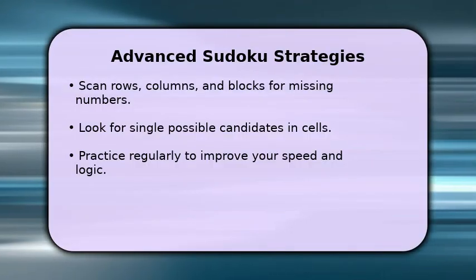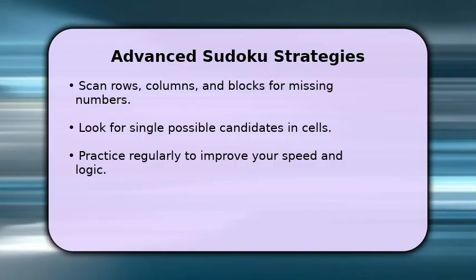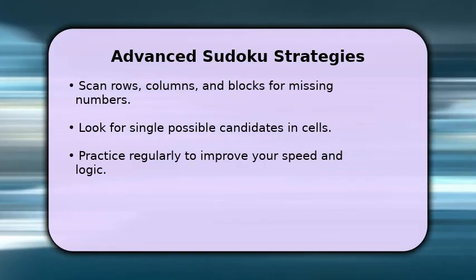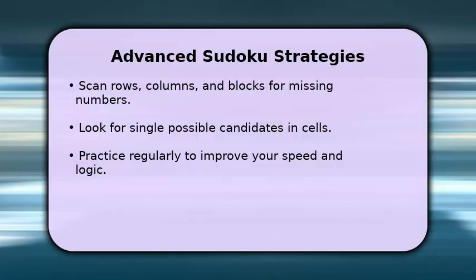Begin by scanning rows, columns, and 3x3 blocks for numbers that are already present, which helps identify missing digits. Look for cells where only one number is possible. These are single candidates and are often easy to fill. Consistent practice is key to improving your speed and logical deduction. Don't be afraid to start with easier puzzles to build a strong foundation before tackling the more complex ones.